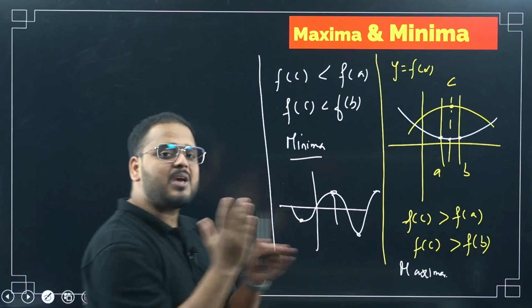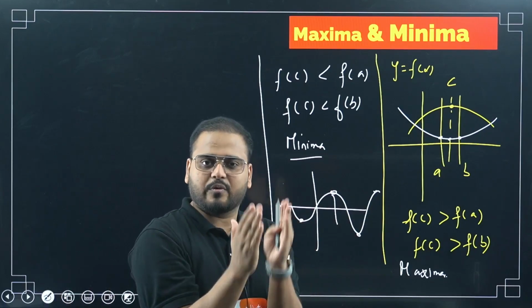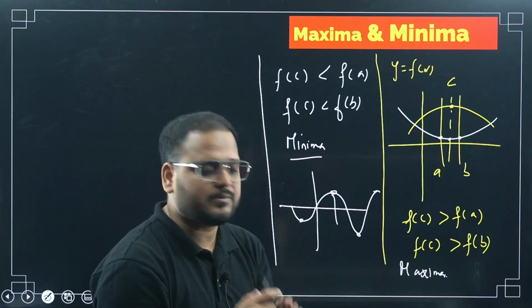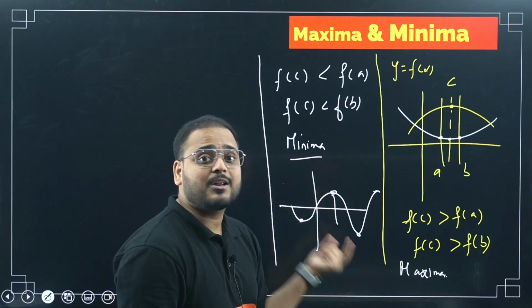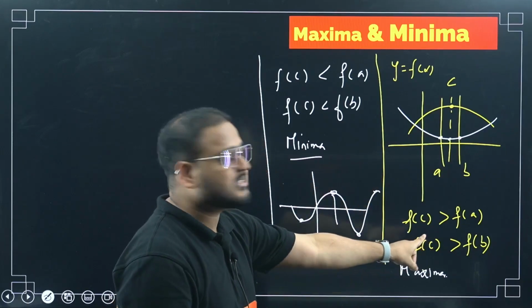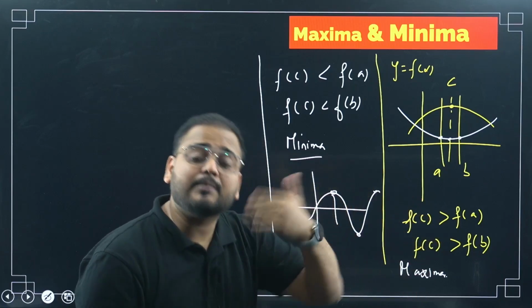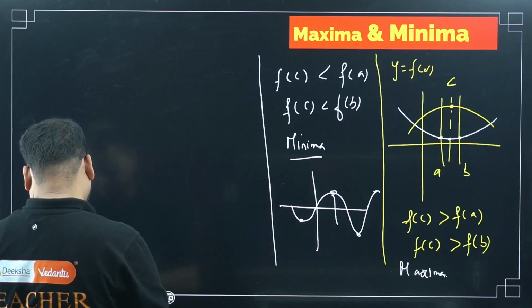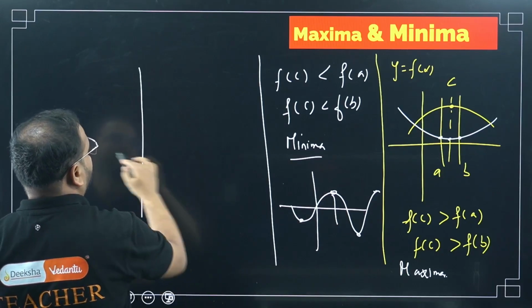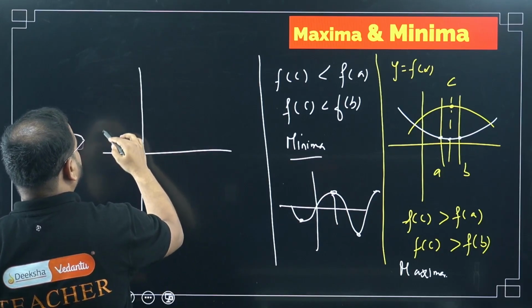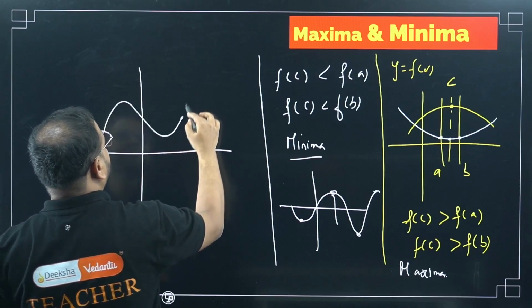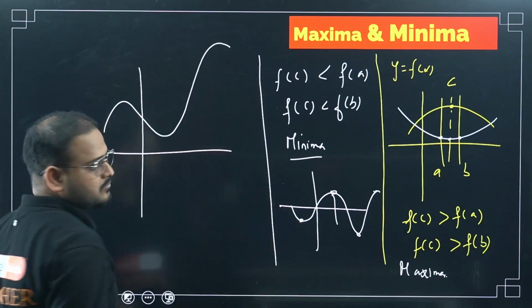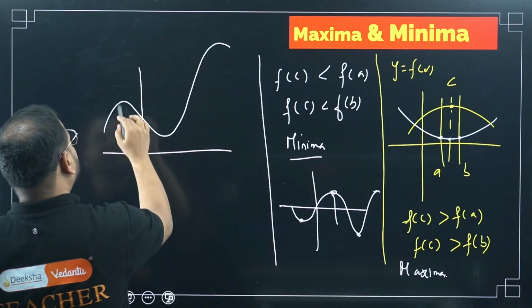Local means neighborhood. So in that particular neighborhood, wherever we are trying to define the minima or maxima, the condition will be the same. What about absolute minima or absolute maxima? Let's say I define a function like this, going like this, and going like this. Now check here. There is a maxima here also.